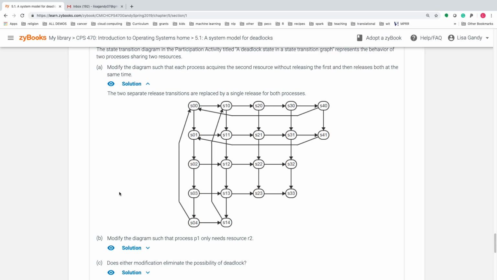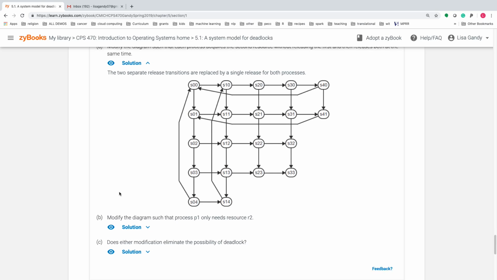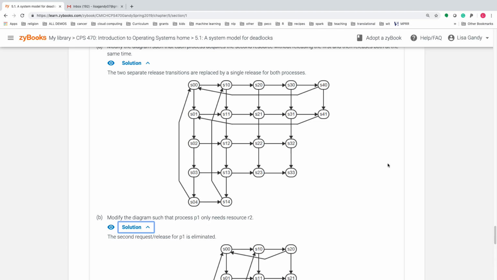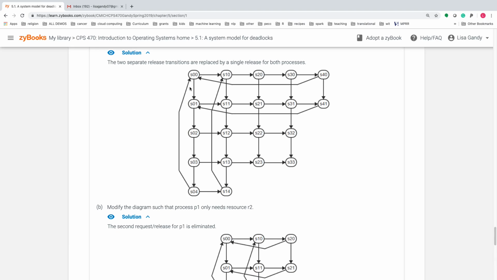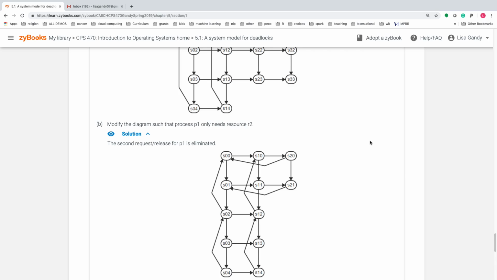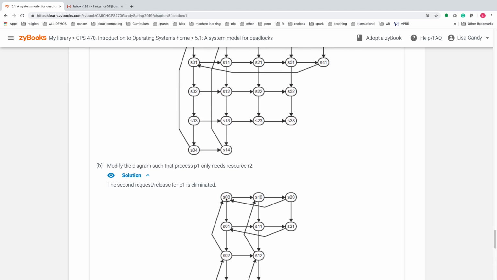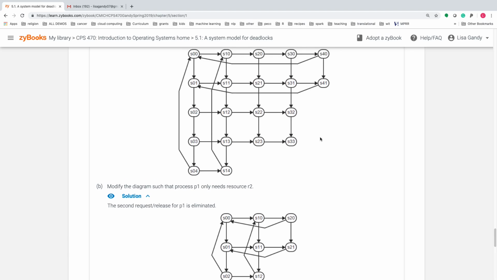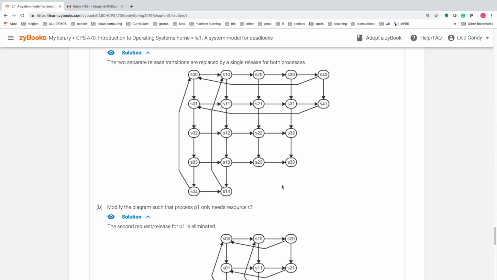And so we modify that diagram. Modify the diagram so that P1 only needs resource 2. So it's not asking for resource 1. That gets rid of this whole part right here. They should have put the words on there too, that would help. So basically this is just going to be saying ask for resource 1 and acquire resource 2. So we just got rid of like half the graph.